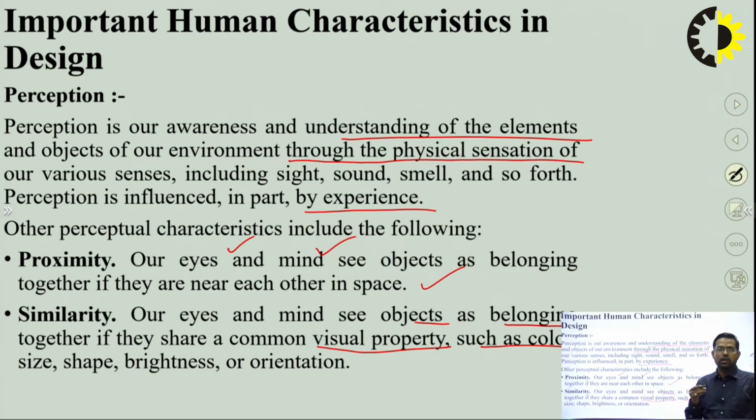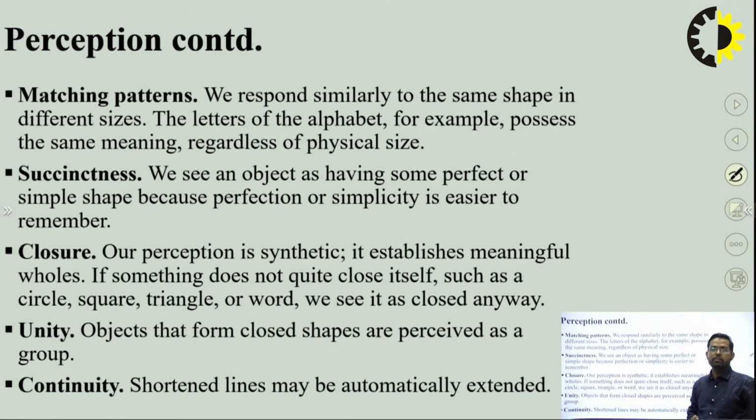These are some perceptual characteristics of user perception. Matching patterns: we respond similarly to the same shape in different sizes. For example, letters of the alphabet possess the same meaning regardless of physical size. Succinctness: we see an object as having a perfect or simple shape, because perfection or simplicity is easier to remember. Closure: our perception is synthetic. It establishes meaningful wholes. If something does not quite close itself, such as a circle, square, triangle, or word, we see it as closed anyway.